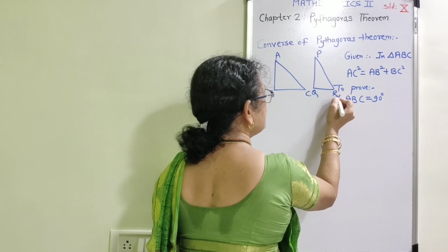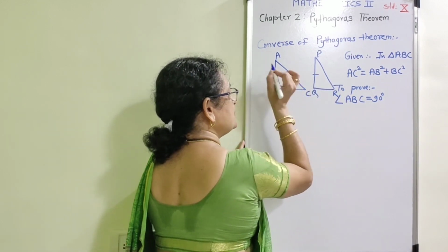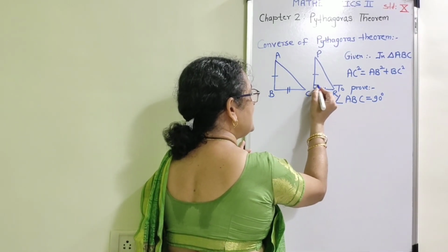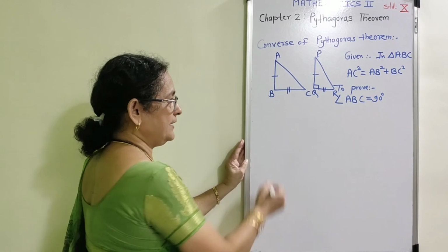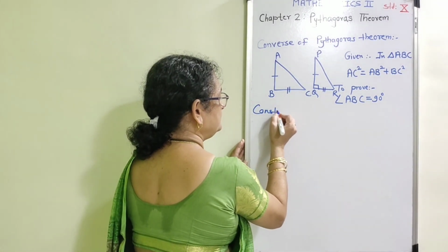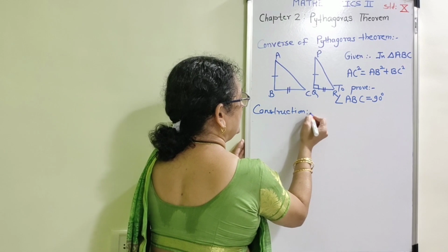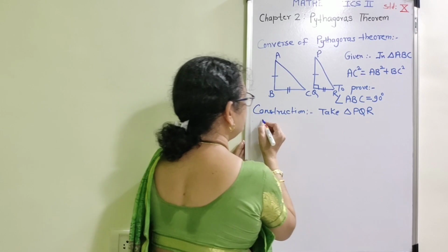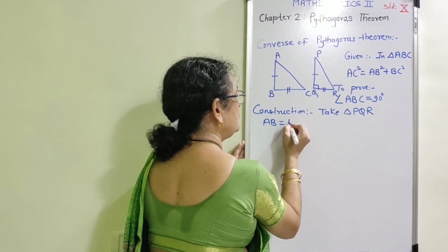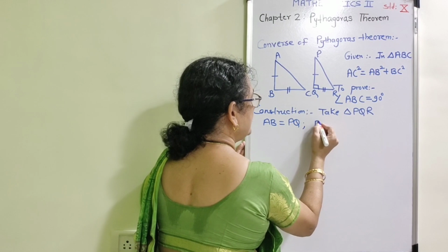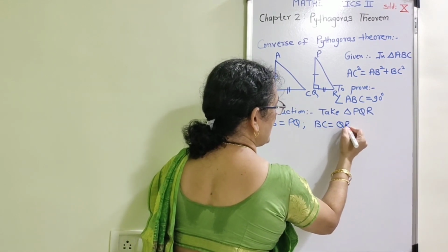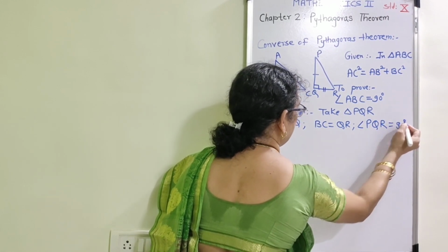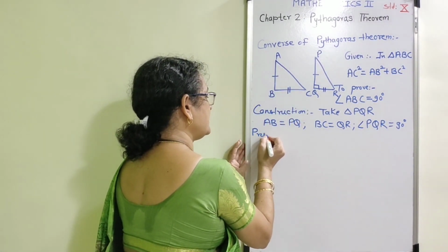Let us take triangle PQR such that side PQ is congruent to side AB. Side BC is congruent to side QR, as well as angle Q is of 90 degree. I am going to write the construction. Take triangle PQR such that AB is equal to PQ. Second thing, BC is equal to QR, as well as angle PQR is equal to 90 degree. Now, the proof is given.